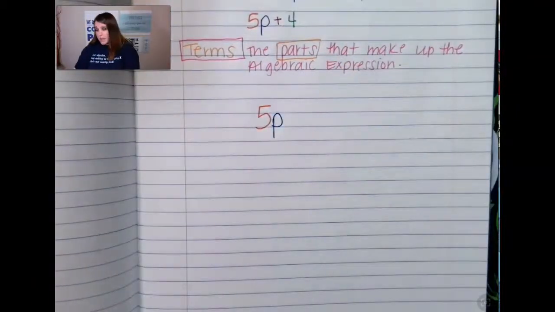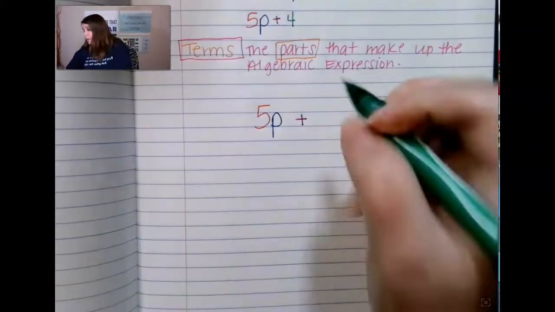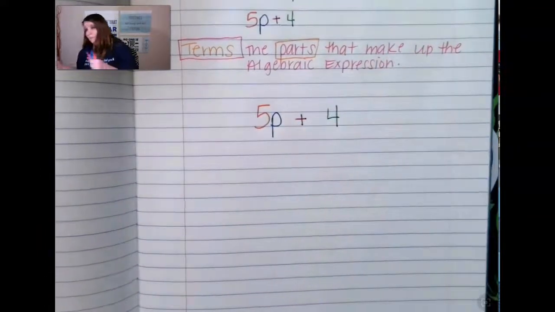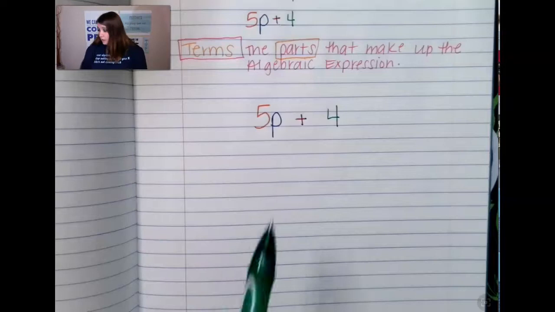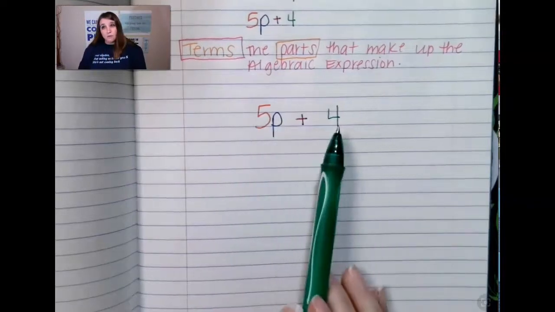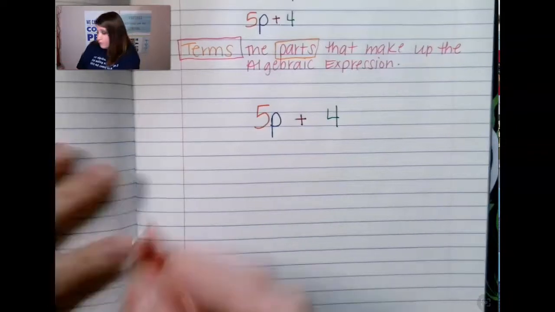I have a plus sign, and I have a 4. All right, so I have a 5p plus a 4. Now, these are the terms. 5p is a term, 4 is a term. So when we go to identify these later on, we will be able to understand that. Okay, the first part of the term that we have is a coefficient.